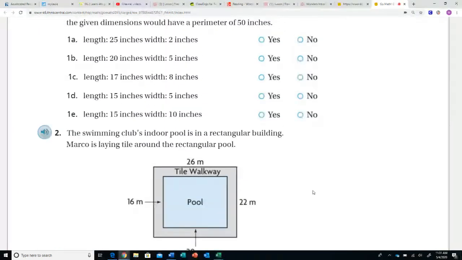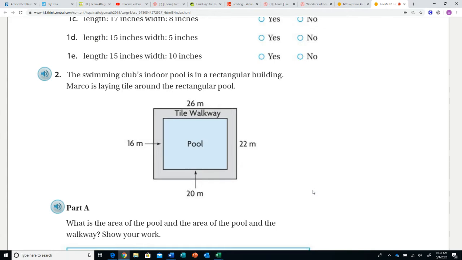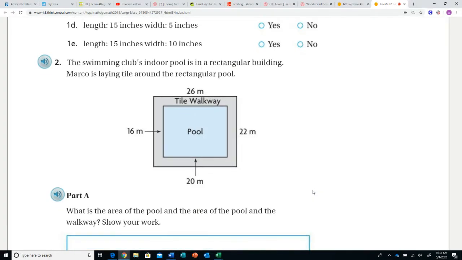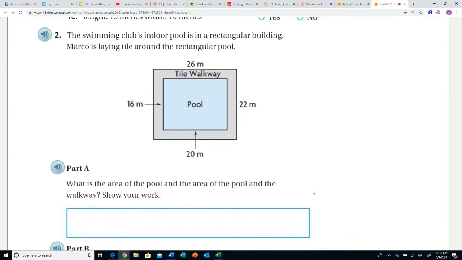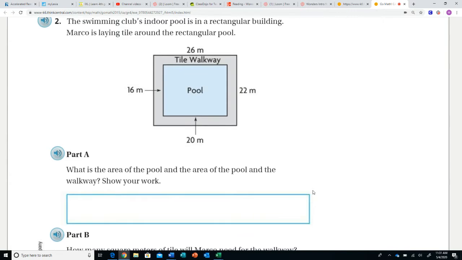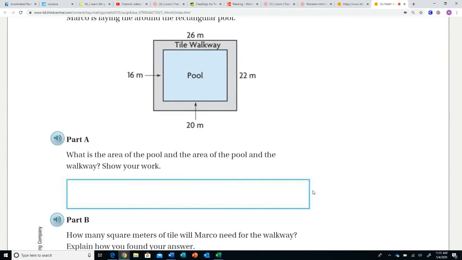Question 2. The swimming club's indoor pool is a rectangular building. Marco is laying tile around the rectangular pool. This has got several parts here. So first we have our illustration. Now we have part A. What is the area of the pool and the area of the pool and the walkway? So don't be fooled by the second part. The area of the pool and the walkway is the entire thing.